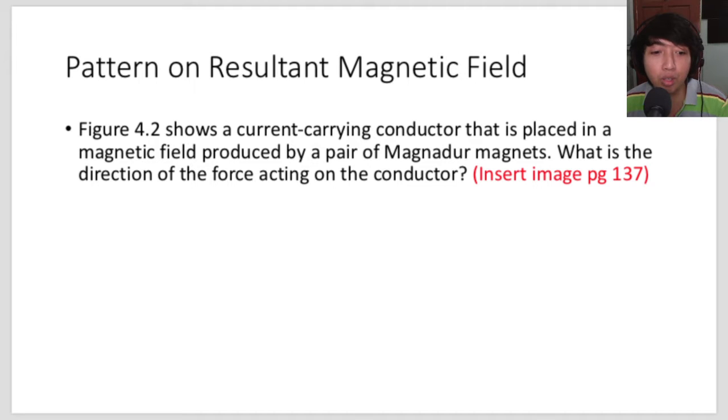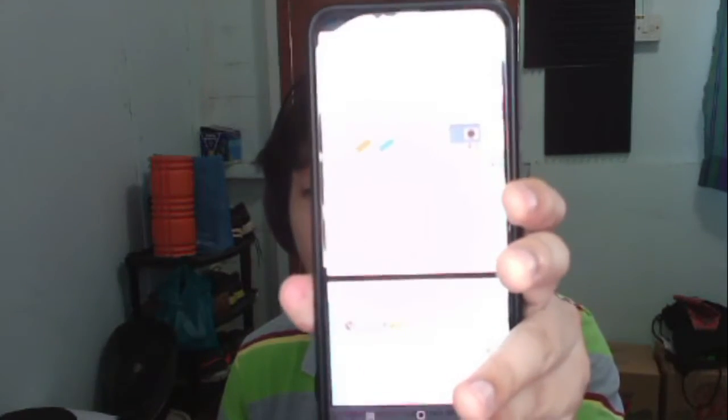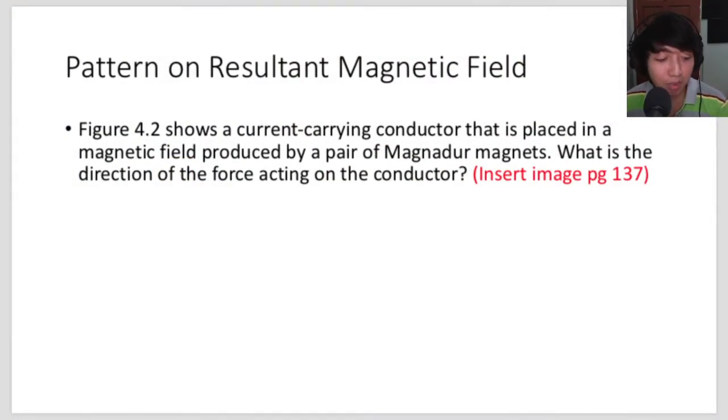I forgot to put in that picture, but maybe I can just show you. Never mind, that's not working at all. But basically it's a picture of a wire between two magnets. That's literally what the picture is. A wire that's carrying current or carrying electricity, and it's between two magnets.